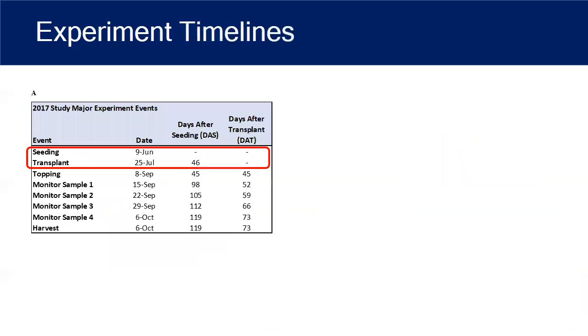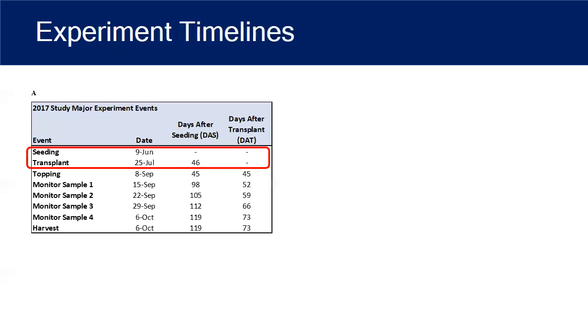So experimental timelines, this is something I really want to hit home with the audience here today. In 2017, we had a logistical setback of acquiring the seeds for these constructs from Australia. I don't know if you all know, but in Australia, tobacco is just as bad as marijuana is in Kentucky. So nobody can have tobacco. It's very hard to deal with out there except for research institutions. So we got the seeds really late, resulting in a late June 9th seeding and also a late July 25th transplanting. That is so far late compared to commercial transplant production.